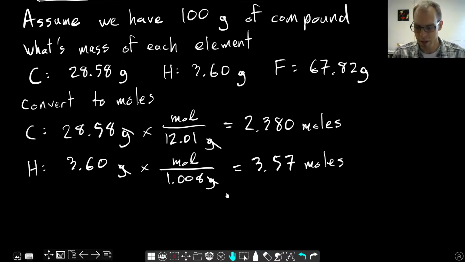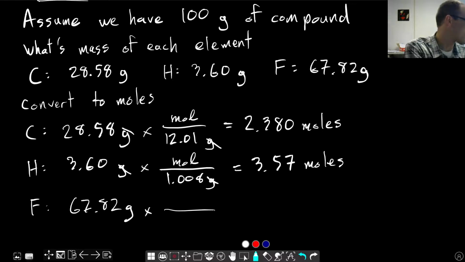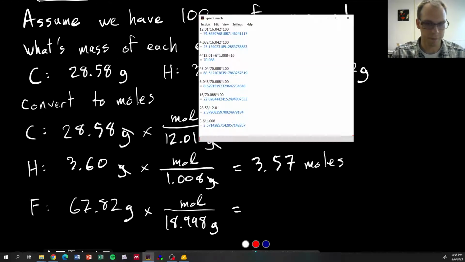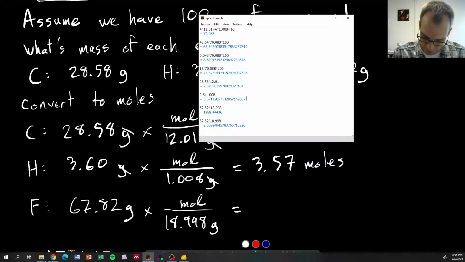And then finally fluorine, which is our last one. We have 67.82 grams. Fluorine is not one that I have memorized, so I'm going to look over here in the periodic table. And that is 18.998. All right, put this into the calculator. 67.82 divided by 18.998. Nope, not times. It's like that number seems a little too big. And we get 3.57.